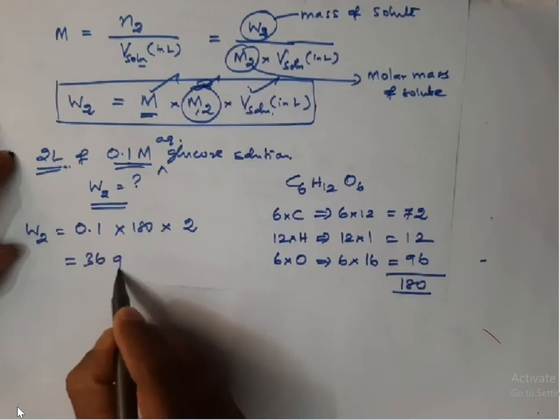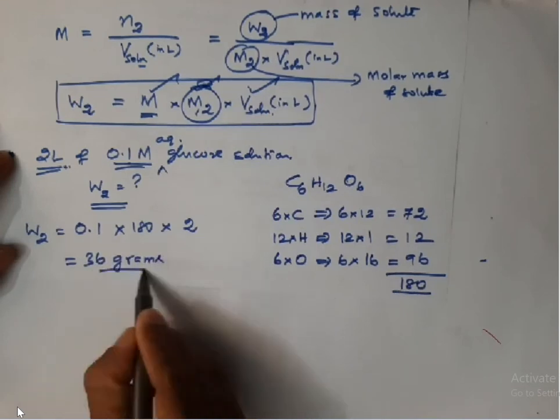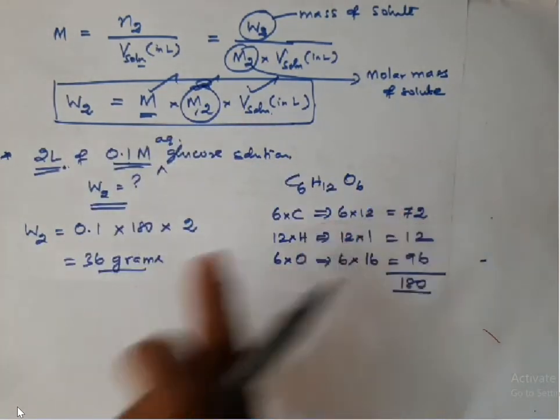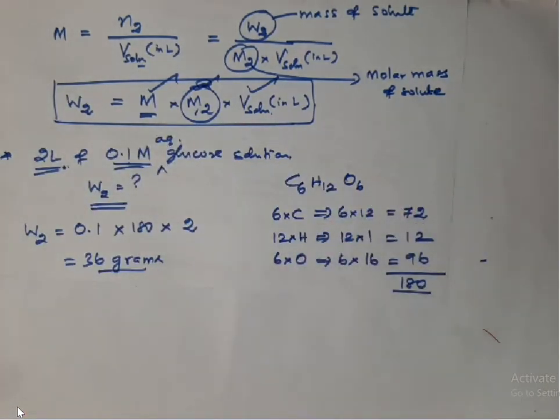Very good. So 2 liters of 0.1 molar glucose solution contains 36 grams of glucose. Okay, I'll give one more problem to you. You try to find out this value. It's quite a simple problem.